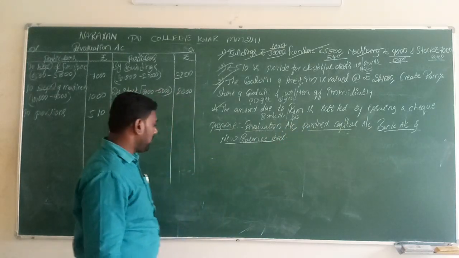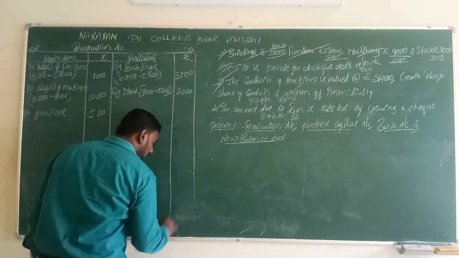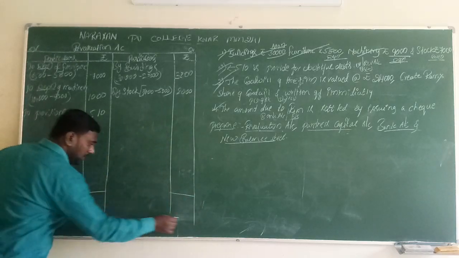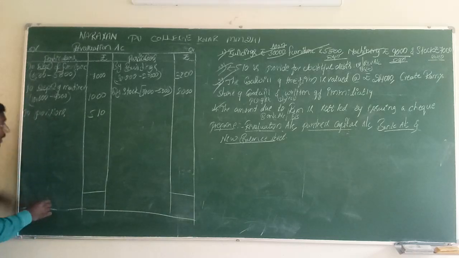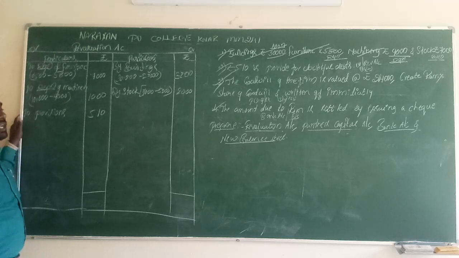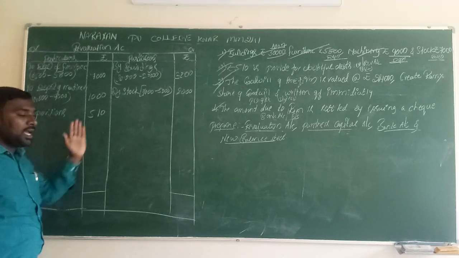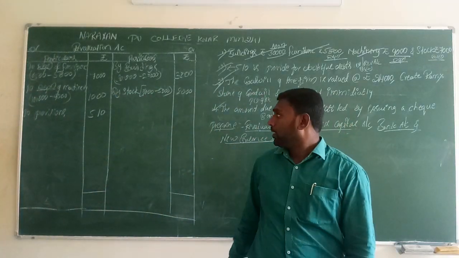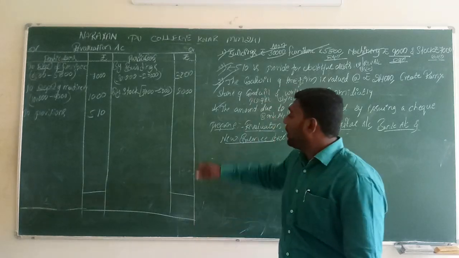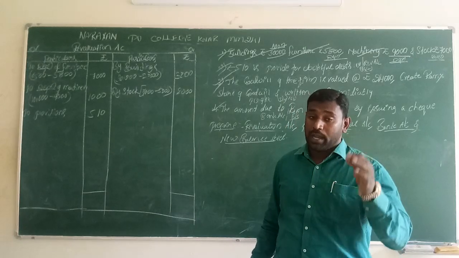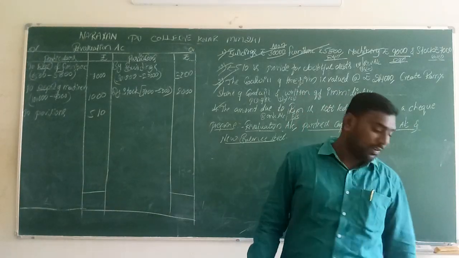Now it's time to close the revaluation account. How to close it? After writing all the adjustments, we will give a gap of 3 to 4 lines. Then later we have to close the revaluation account. Before closing, we have to assume we have a highest value, on the left hand side as well as the right hand side. Though we have to expect that we will get a profit only.